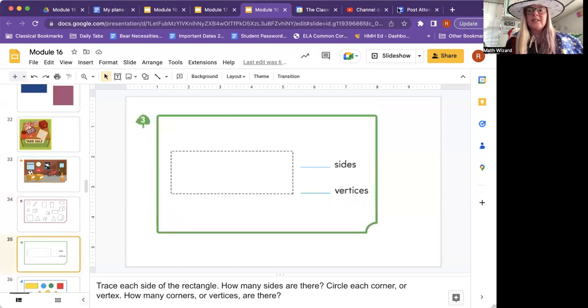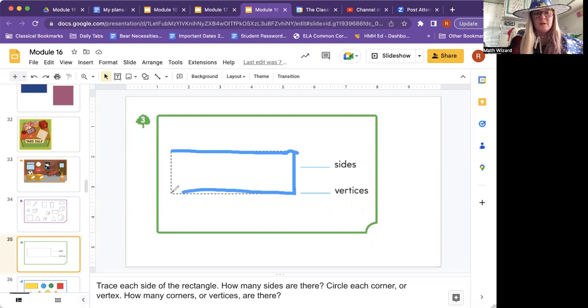Okay, let's trace each side of the rectangle. 1, 2, 3, 4. How many sides? Write that number. How many vertices or corners? Write that number. You can pause this while you do that.